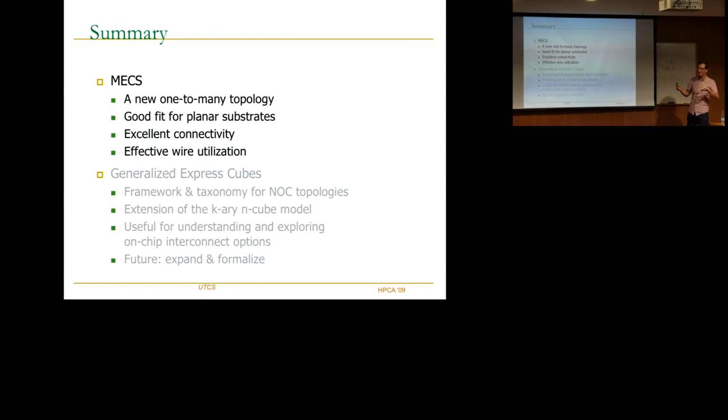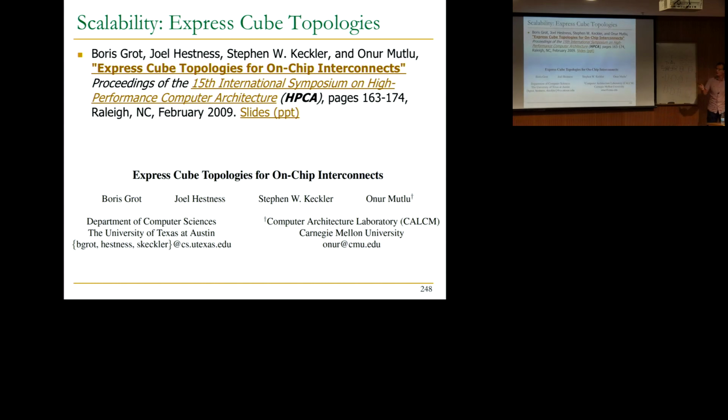If you remember the K-ary N-cube models, K-ary is the radix, the radix of the router, and you can take a look at that in the paper. I believe this is really interesting and useful for understanding and exploring on-chip interconnect options. In addition to proposing an interconnect, it provides a framework for understanding on-chip interconnects. And there's more to be done. We weren't very formal in this work. You can formalize a lot of what we've discussed, and if you're interested in doing that, you can take a look at this paper.